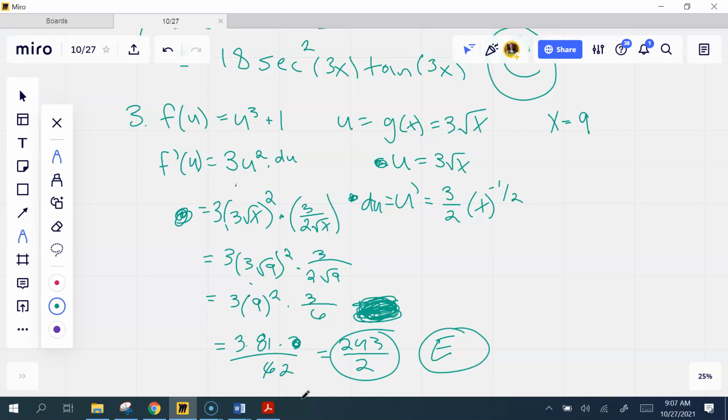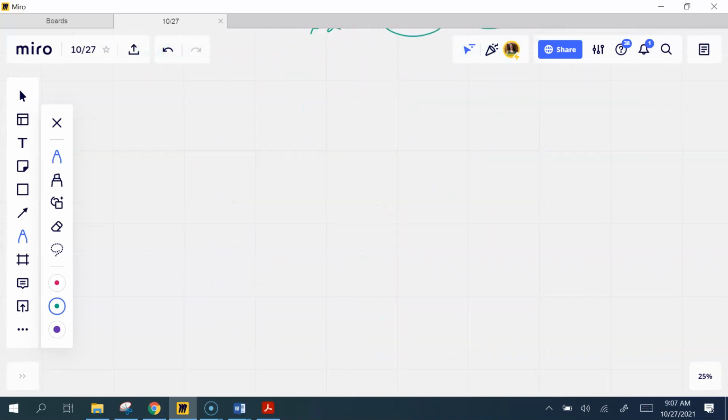Let's say on this one, you looked at it and you went, holy crap. Okay, so my first time doing it, I got the derivative of u and plugged in 9 to it, and then plugged that into what I thought was the derivative of the equation, but I didn't add the du.